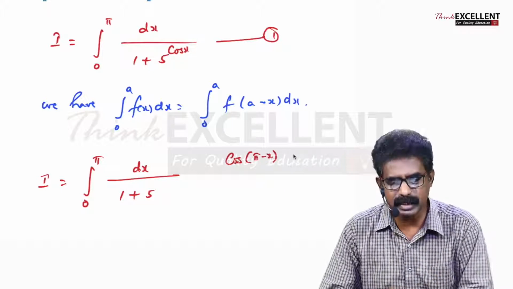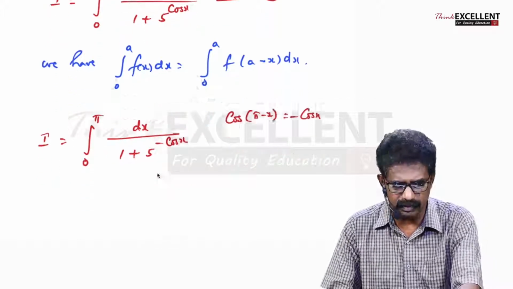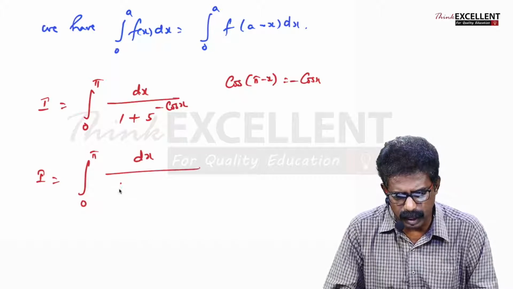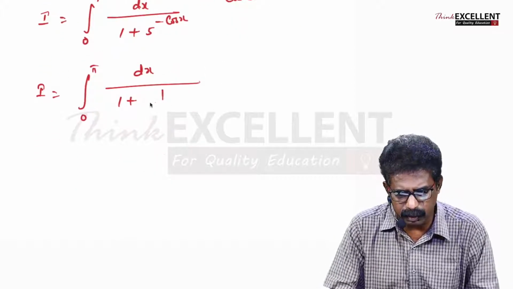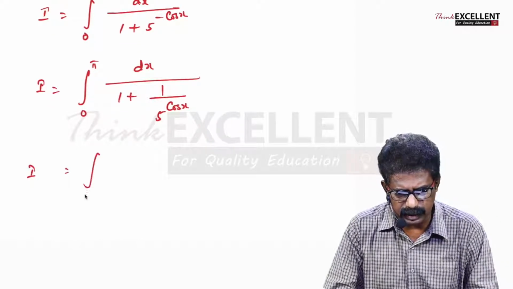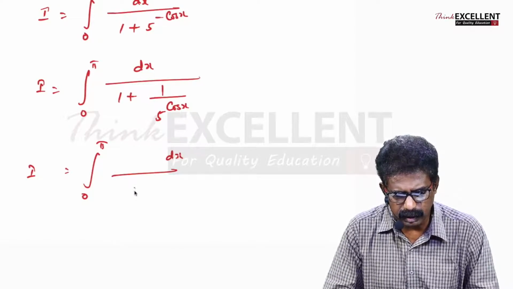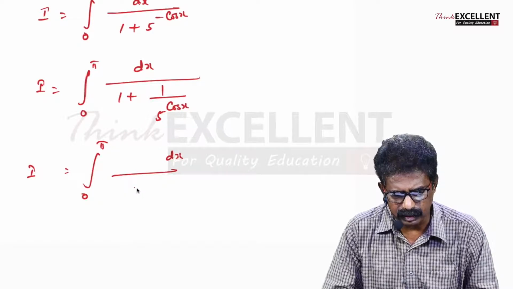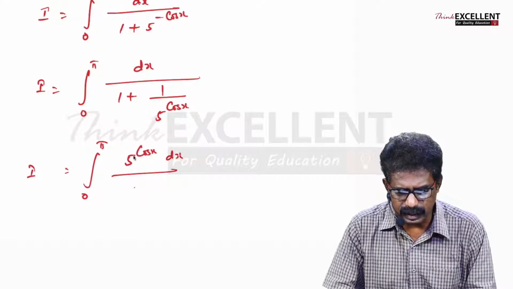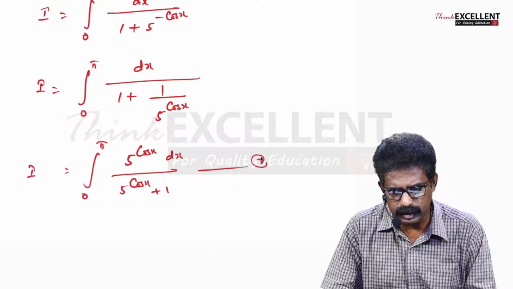But you know cos (pi minus x) is minus cos x. So 5 raised to minus cos x. Now we are going to simplify this. So I equal to integral 0 to pi dx by 1 plus negative power, bring it down, 1 by 5 raised to cos x. Take 5 raised to cos x as LCM. So I equal to integral 0 to pi dx, you are taking LCM, in the denominator you take LCM, what? 5 raised to cos x. And after taking that LCM, you take it to the numerator, okay? So what you get here? 5 raised to cos x over (5 raised to cos x plus 1). That is equation number 2.